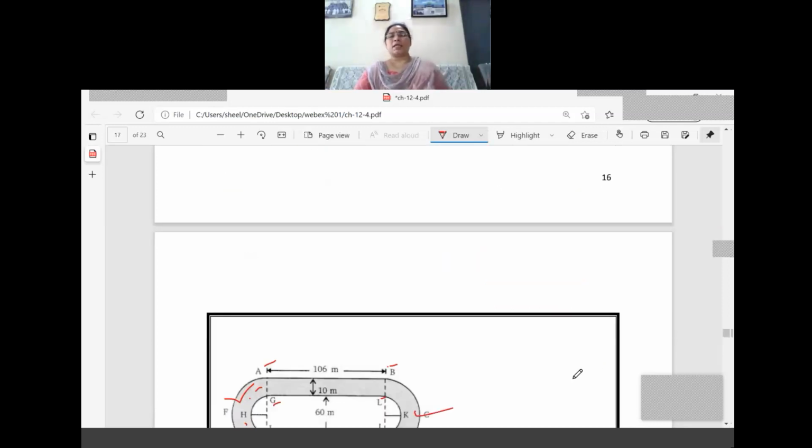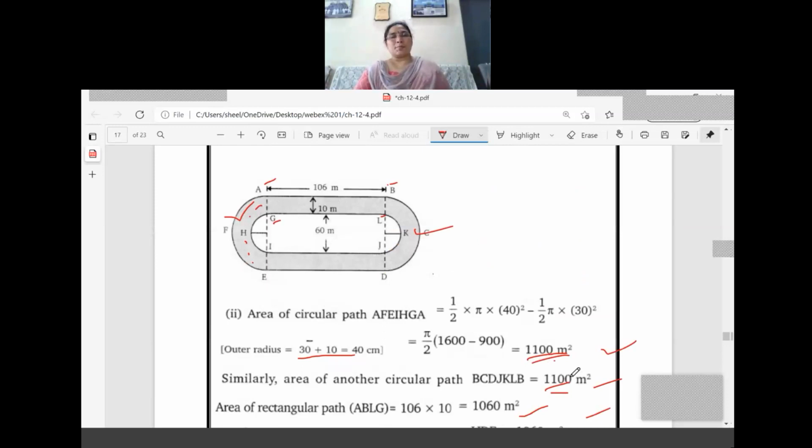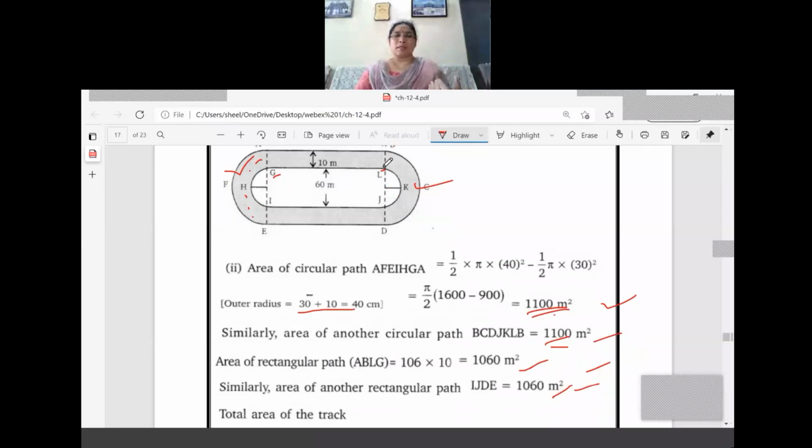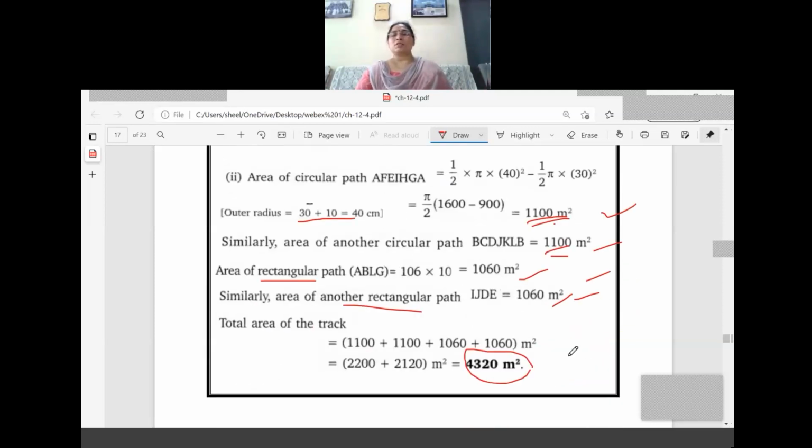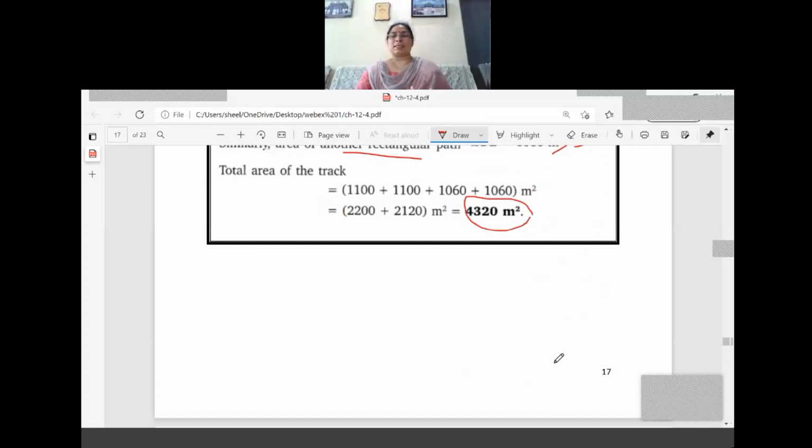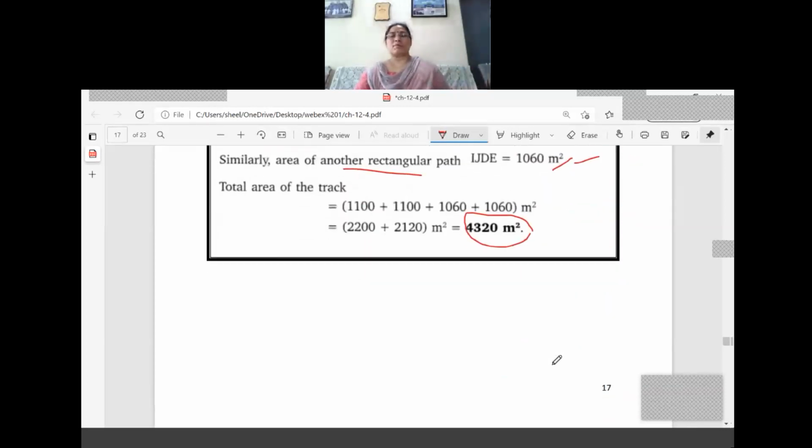Next, what is the question asked? The area of the track. Area of the track means this side and here, both the end sides, you are having two semicircular rings only. So area of the bigger semicircular ring minus the smaller semicircular ring. After that, what is the answer? You are getting 1100 meter square. So the left side and right side semicircular area part you are getting 1100 meter square, and above and below the track you can see that one rectangular path is there. So its area is equal to 1060. If you add all these, 4320 meter square is the answer.